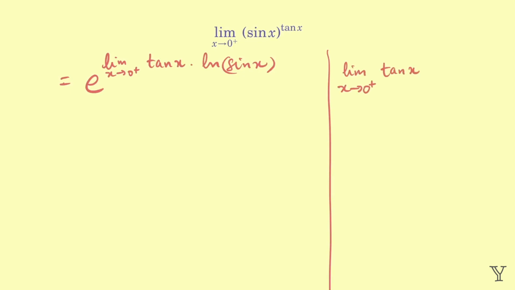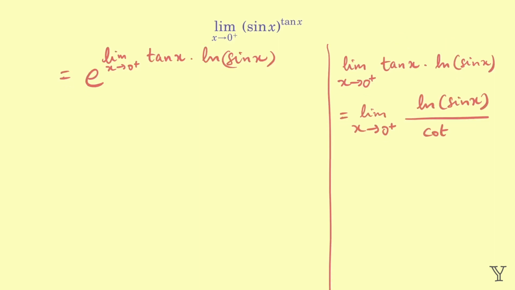So we have limit x goes to 0 plus tan x times log sin x. We know that tan 0 is equal to 0, and the log of sin 0, which is log 0, is equal to minus infinity. We therefore have a limit of the form 0 times infinity, which is a type 2 limit. We can send tan x to the denominator, so it becomes cot x. We now have an expression of the form infinity upon infinity. We can therefore apply L'Hopital's rule.